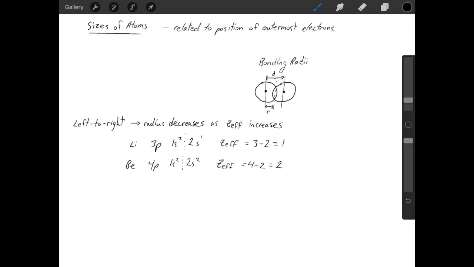Beryllium's valence electrons feel a larger effective nuclear charge, and that means that they're being more strongly attracted to the nucleus. The stronger attraction actually means they're physically being pulled closer to the nucleus, and that causes the radius to decrease.